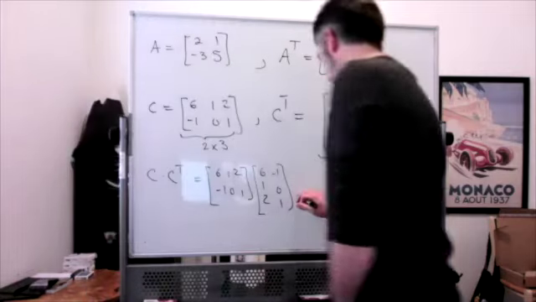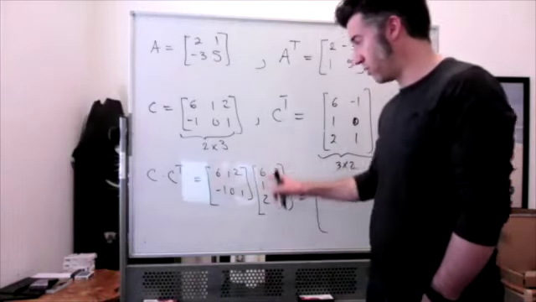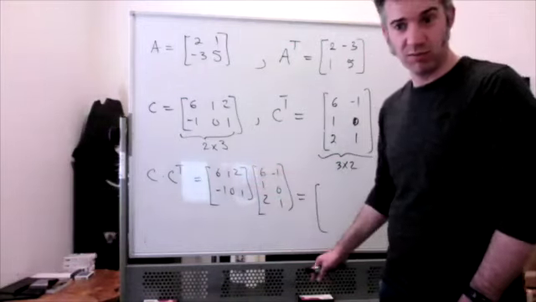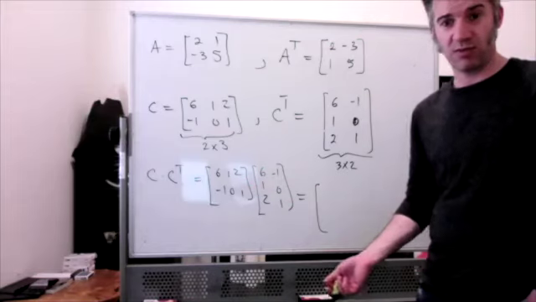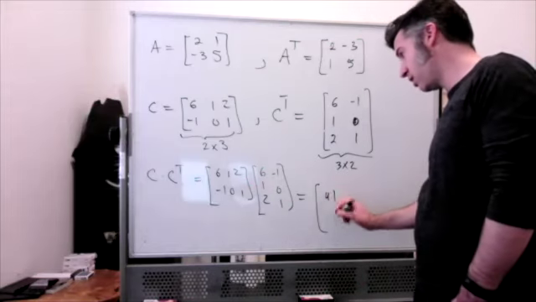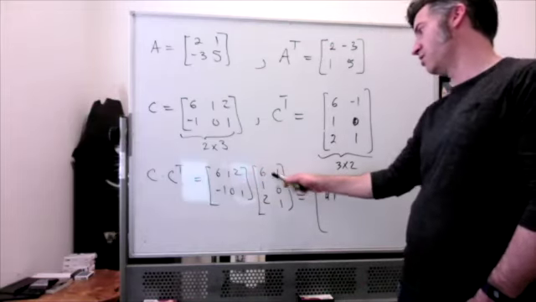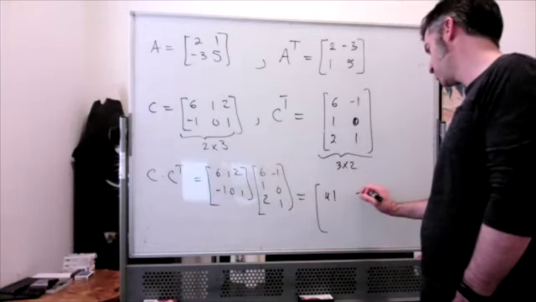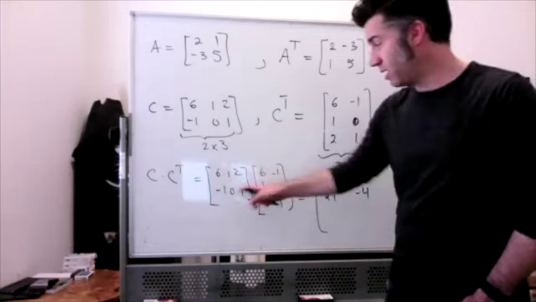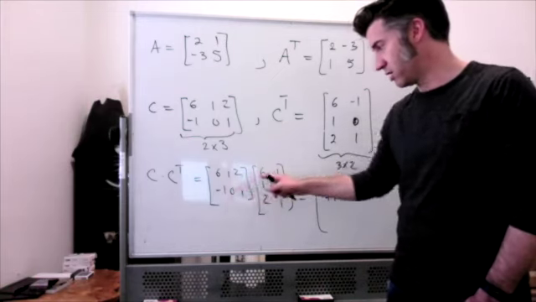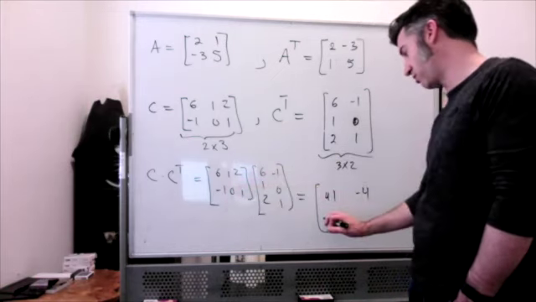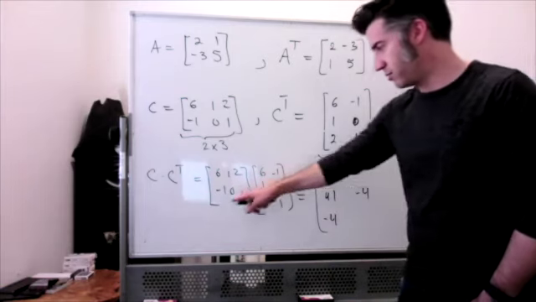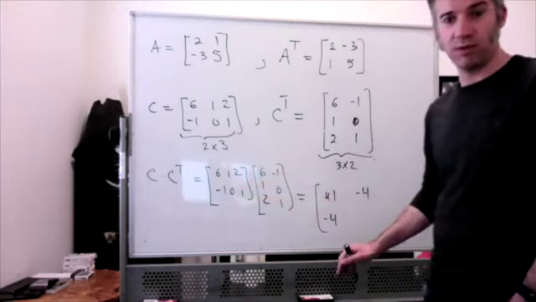So if we multiply these together, we get the first row dotted with the first column. So 6 times 6 plus 1 times 1 plus 2 times 2. That's 6 squared plus 1 squared plus 2 squared, which is going to be 41. And then 6 times negative 1 plus 1 times 0 plus 2 times 1 is negative 6 plus 2. And then the same thing down here, actually. Negative 1 times 6, 0 times 1, and 1 times 2 is also going to be negative 4. And then negative 1 times negative 1, 0 times 0, 1 times 1 gives you 1 plus 0 plus 1.